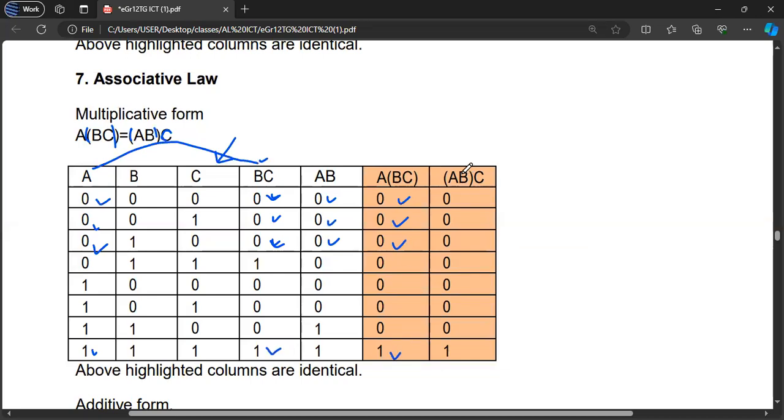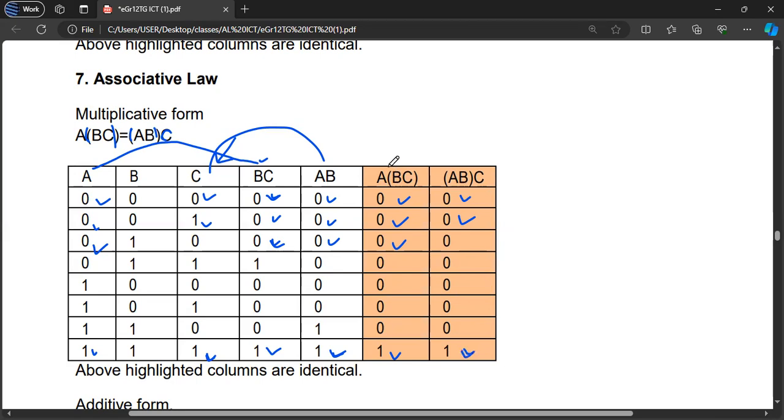So here the next one, AB. So within brackets we have AB and you need to multiply it with C. So 0 into 0 is going to give you 0, right? Then here 1 into 0 is going to give you 0. Like that for the remaining also you guys can try. I will explain the last one. Here 1 into 1 is going to give you 1. AB means this one, and C means this one. So 1 into 1 is going to give you 1.